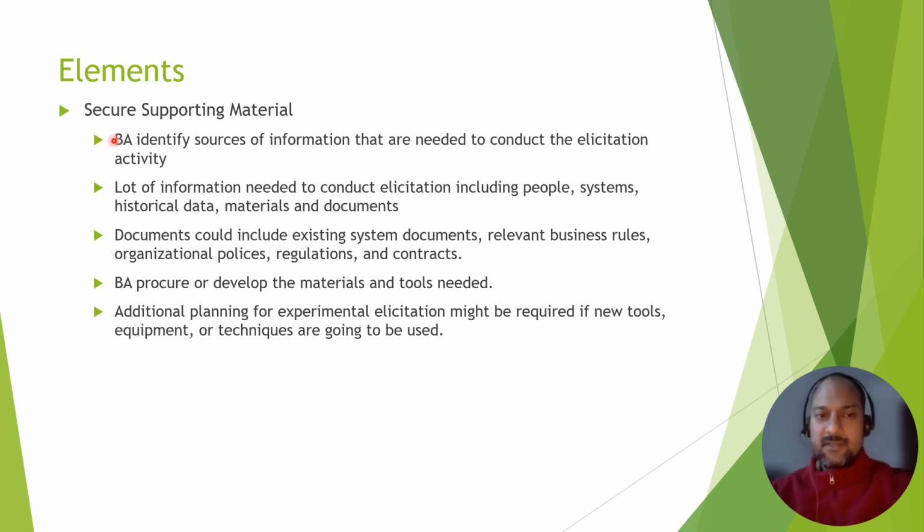Then we have secure supporting material. BA identifies sources of information that are needed to conduct the elicitation activity. A lot of information is needed to conduct elicitation, including people, system, historical data, material, and documents. Documents could include existing system documents, relevant business rules, organization policies, regulation, and contracts. BA procures or develops the materials and tools needed. Additional planning for experimental elicitation might be required if new tools, equipment, or techniques are going to be used.